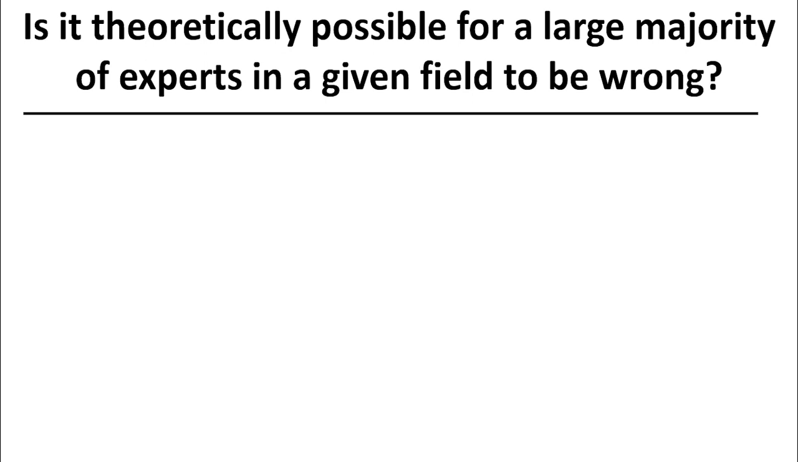Nevertheless, to Milan's point, it's fair to say that only a small minority of biologists and other scientists express skepticism of evolution's ability to fully explain animal diversity. This raises an important question. Is it theoretically possible for a large majority of experts in a given field to be wrong? The answer to this question is obviously yes, and there are many examples we could point to.